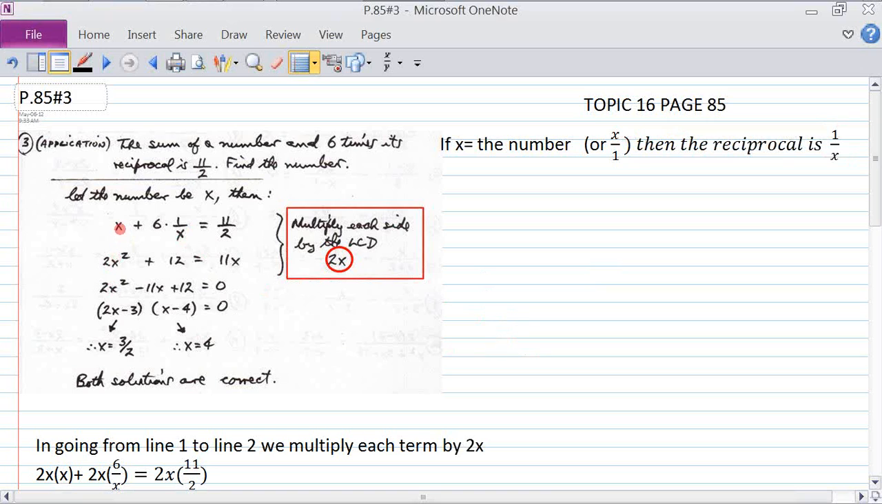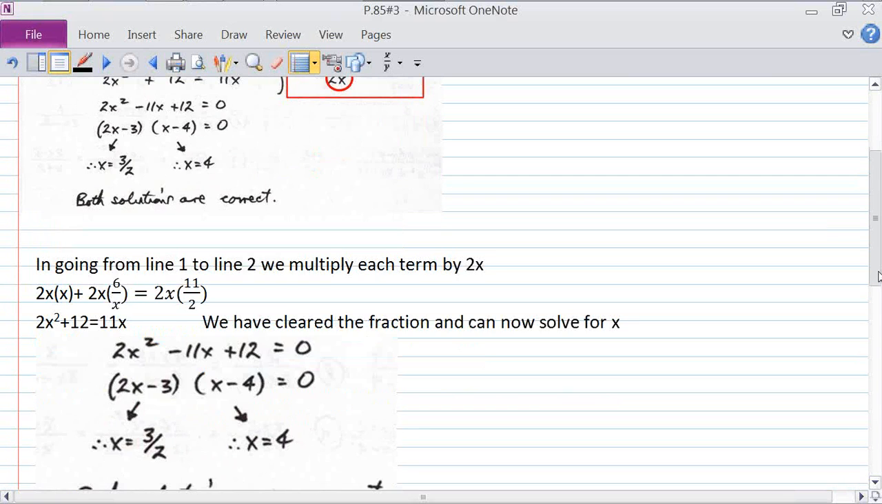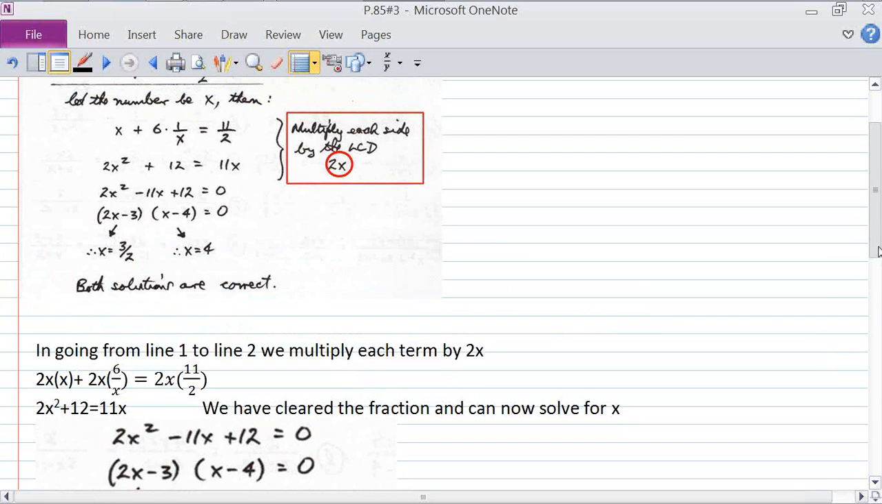So what we know is x plus 6 times its reciprocal. So here's the reciprocal right here. So x plus 6 over x equals 11 over 2. You can see that we have x on the denominator here and 2 here. So the lowest common denominator is 2x.